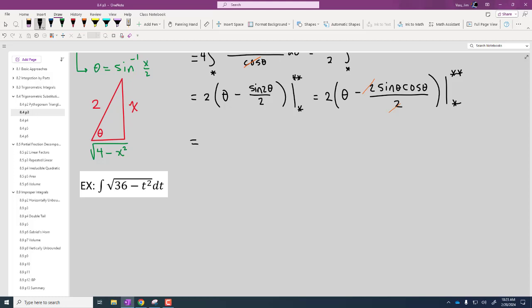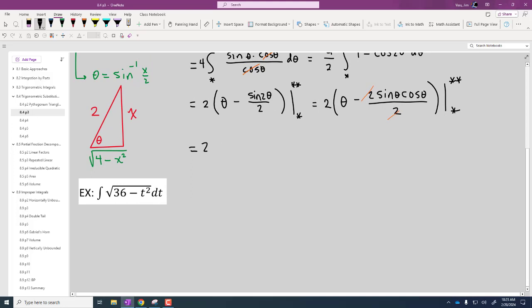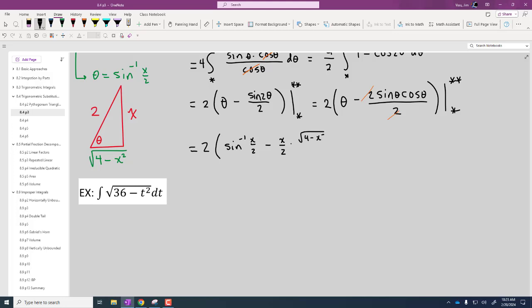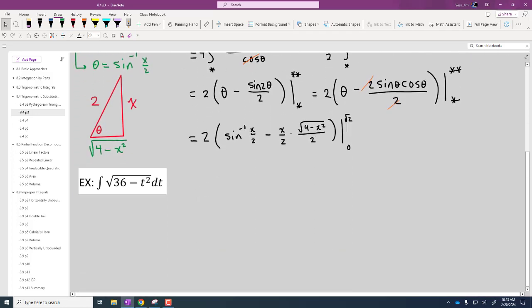So now we end up with 2 multiplied by theta, which is inverse sine of x halves, minus sine of theta times cosine of theta. The sine of theta is x divided by 2. Cosine of theta is the square root of 4 minus x squared over 2. And now we're back to the original x's. And the original x's, I believe, were 0 and root 2. So now we're back.